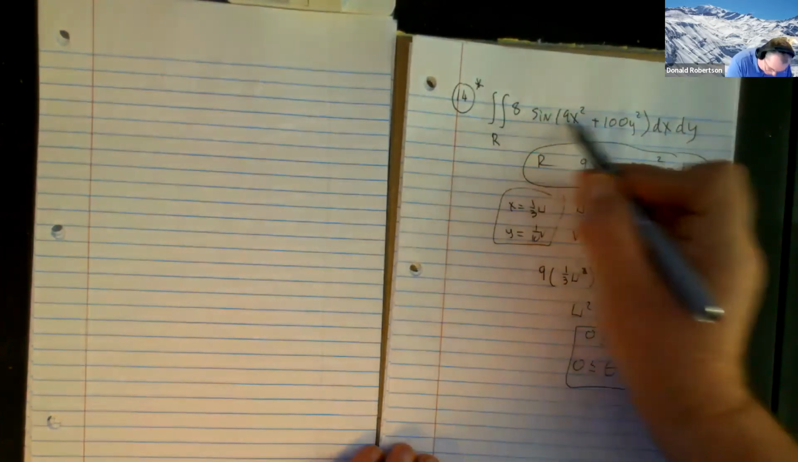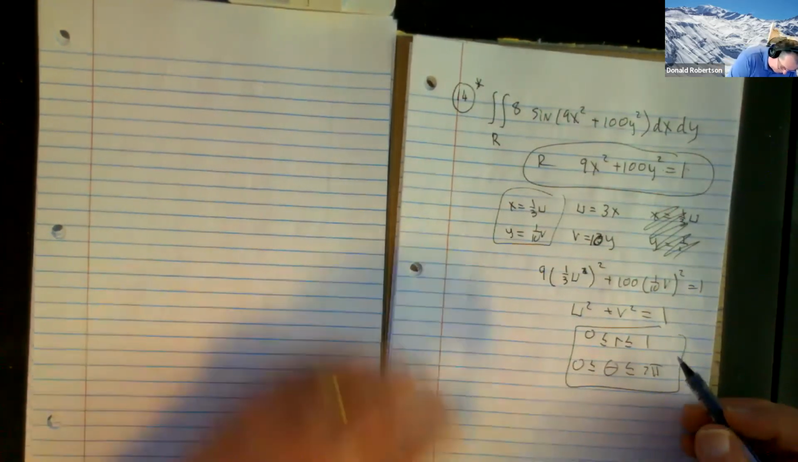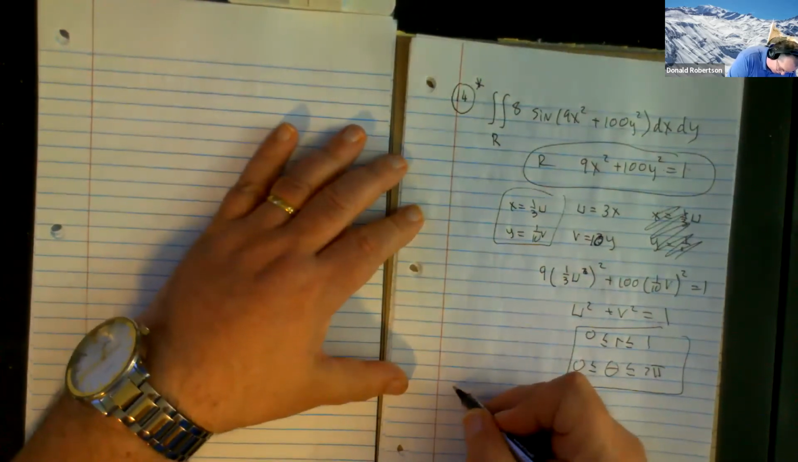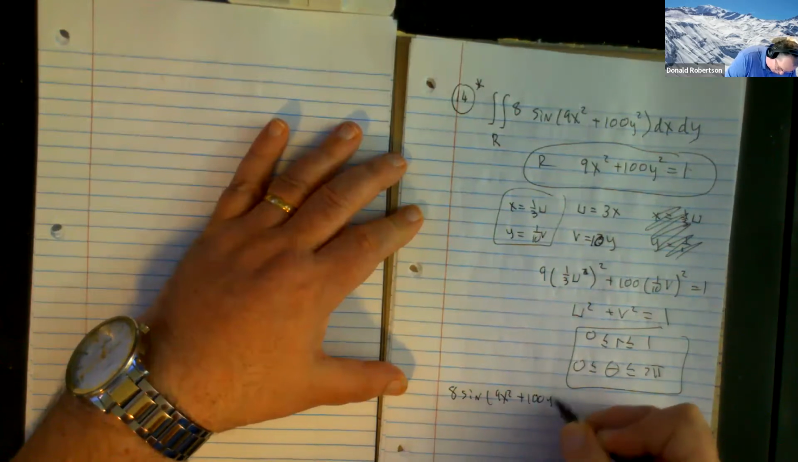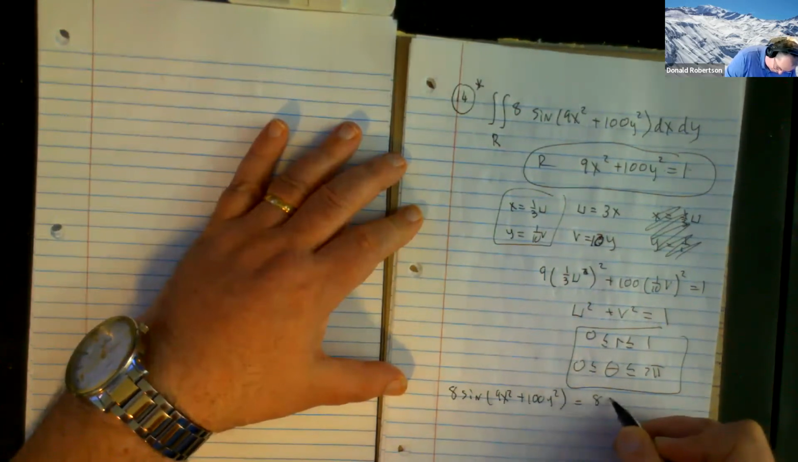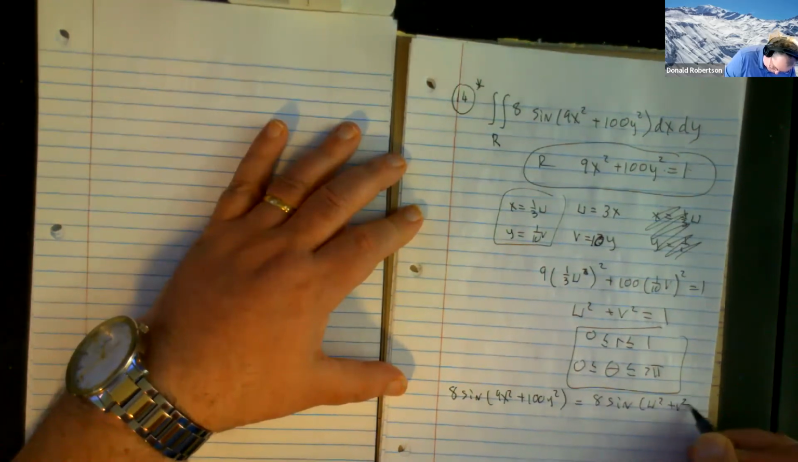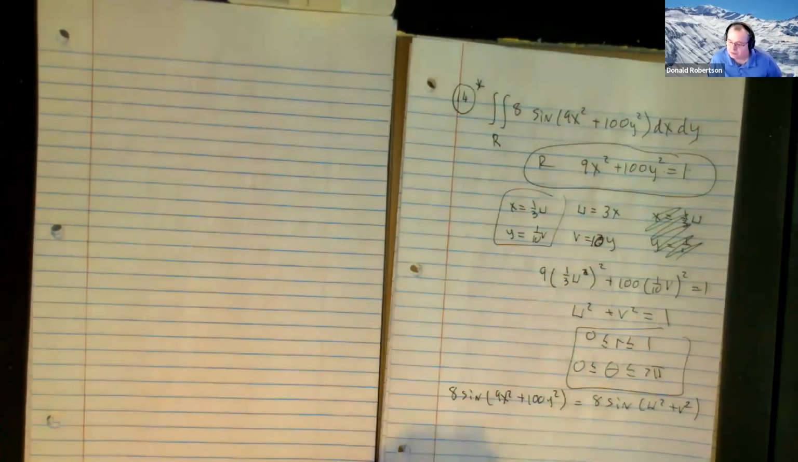Now, what does this guy look like? Well, 8 sine of 9x squared plus 100y squared turns into 8 sine of u squared plus v squared. Will you just trust me on that? But you can do the math later.